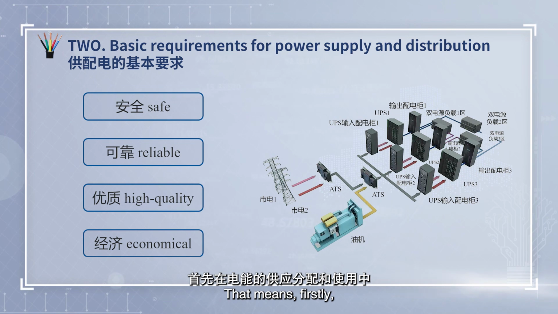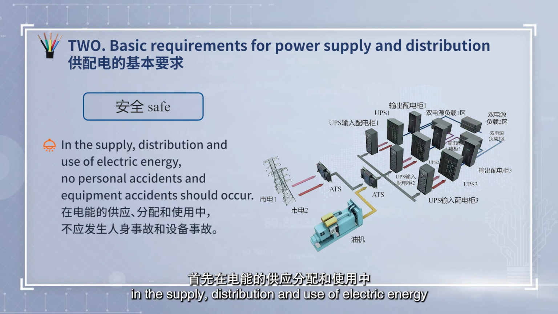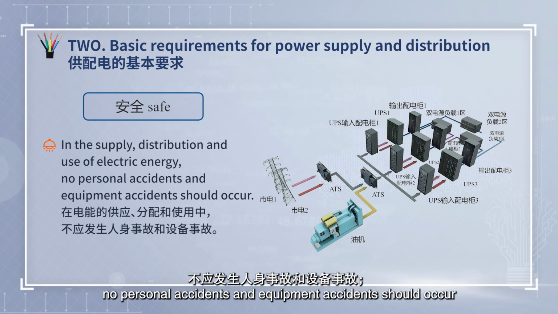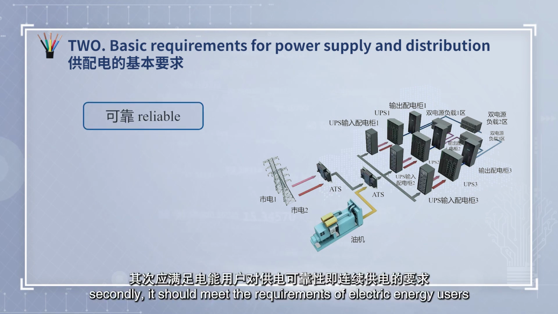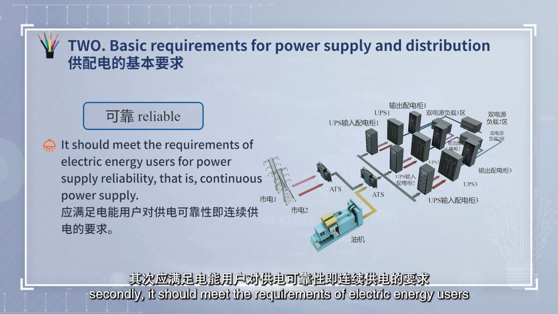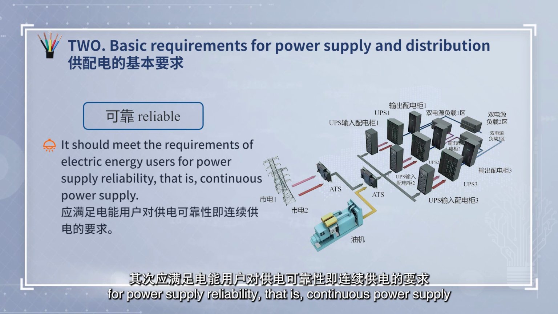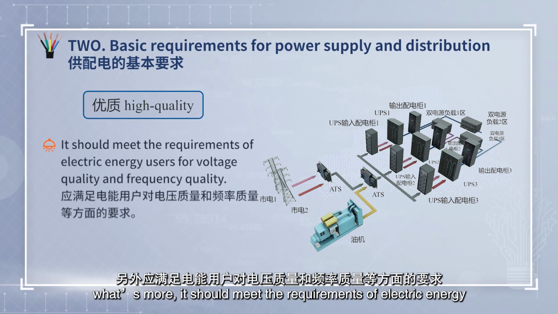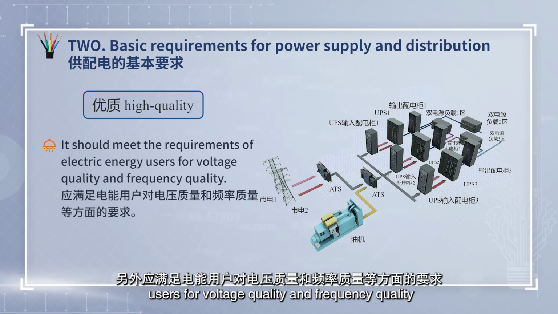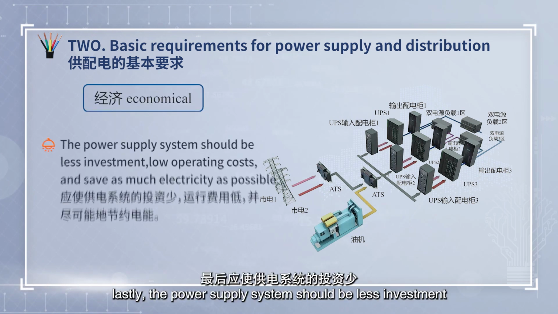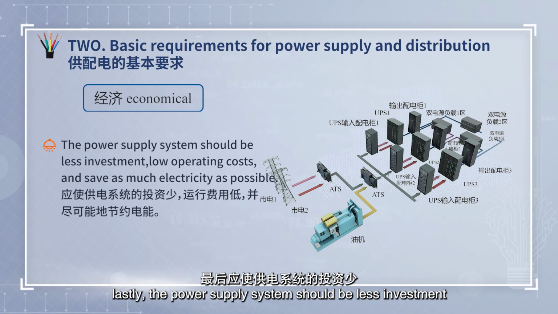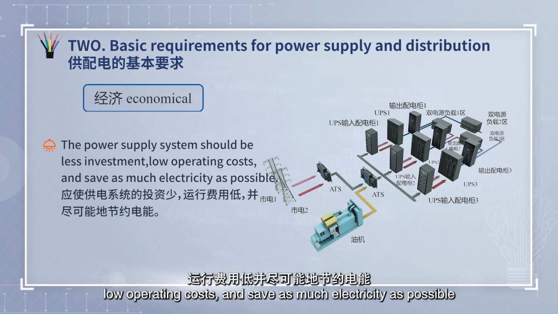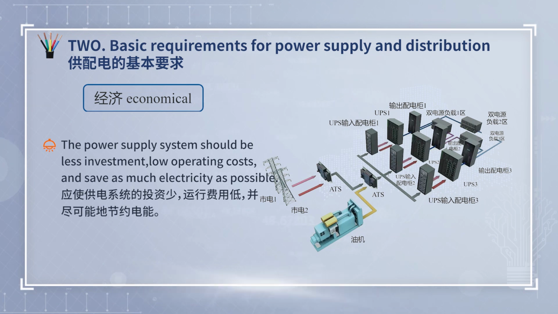That means, firstly, in the supply, distribution, and use of electric energy, no personal accidents and equipment accidents should occur. Secondly, it should meet the requirements of electric energy users for power supply reliability, that is, continuous power supply. What's more, it should meet the requirements of users for voltage quality and frequency quality. Lastly, the power supply system should need less investment, have low operating costs, and save as much electricity as possible.